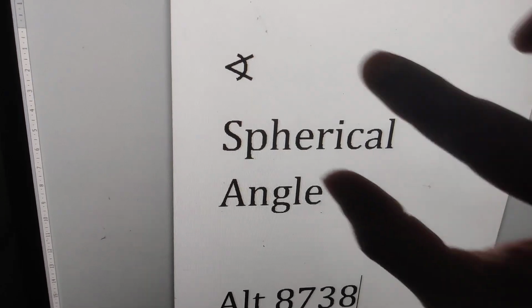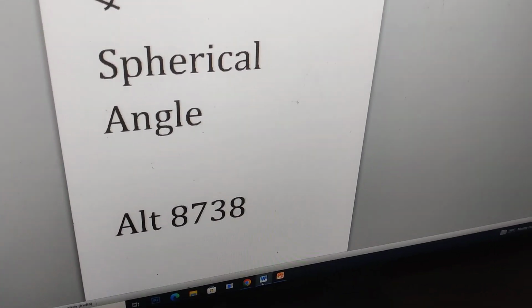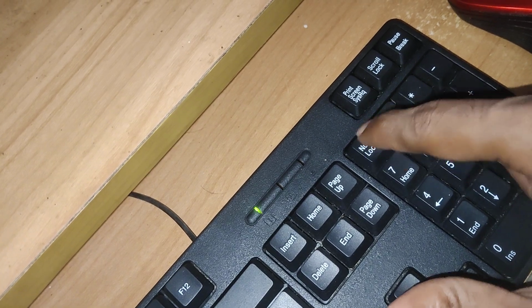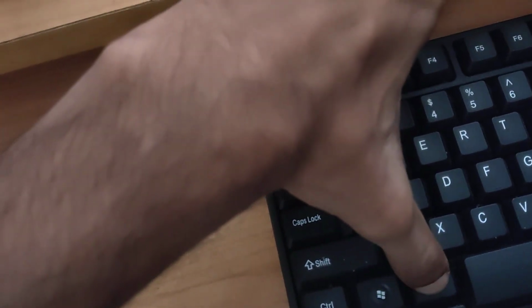I'll show you how to create this symbol. For doing this, you must first go to your computer keyboard, and suppose if your number lock is off, you can turn the number lock on. You can see this is the Alt key on the left side of the space, but you can press and hold this Alt key. Don't remove your finger from this Alt key.